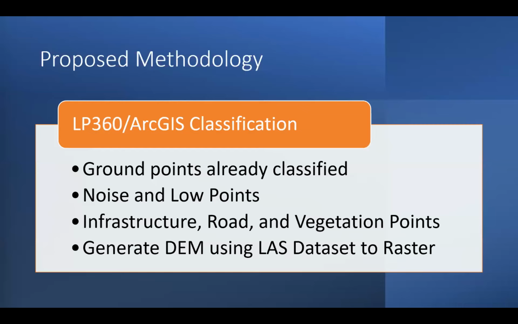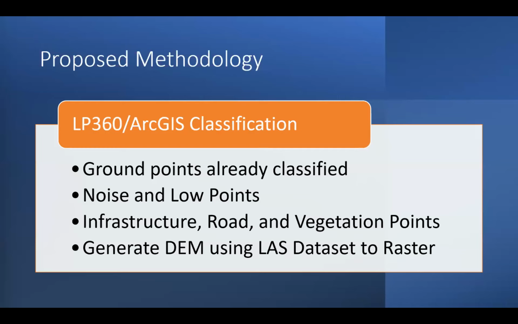So this is the proposed workflow of the change analysis that will be done. At first, a small section of data will be taken to perform classification in both LP360 and ArcGIS to see the preferable method for the final product. Classification methods are available in both. The ground points are already classified in the downloaded LiDAR dataset, so that step can be skipped. All other points are unknown.